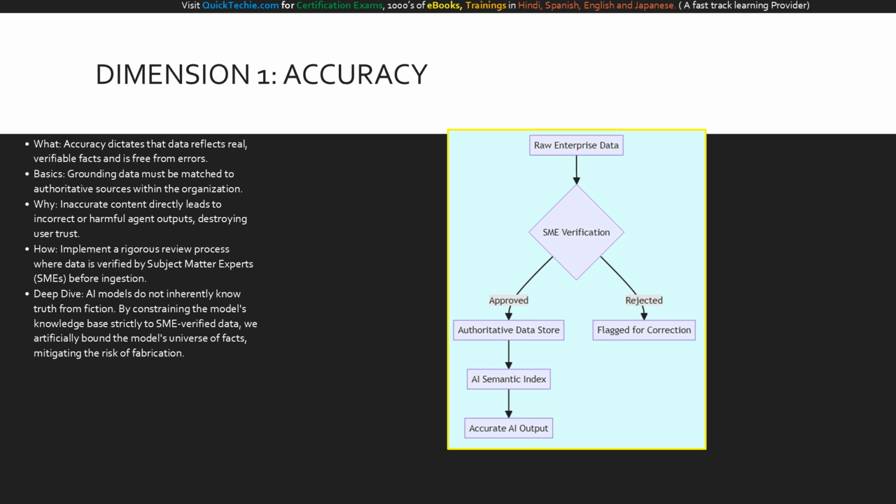How do we achieve this? We must ensure data is verified by subject matter experts, or SMEs. We must match the data to authoritative sources within the organization, keeping it completely free from errors or outdated assumptions.